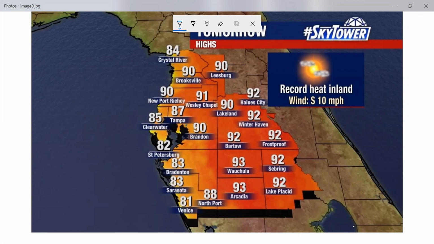85. The reason why that is because the water in the Gulf of Mexico is absorbing heat during the day. So it is always cooler on the coastline. Look at the inland areas, 92 degrees. Sebring, 92. Wauchula, 92. Lakeland, 90. But then you go closer to the coast, that heat is being absorbed by the water. And so it's always going to be slightly cooler along the coast. Now that's during the day. Here's what happens at night.